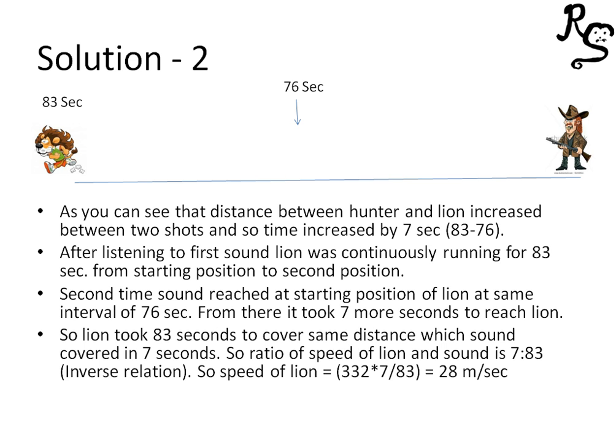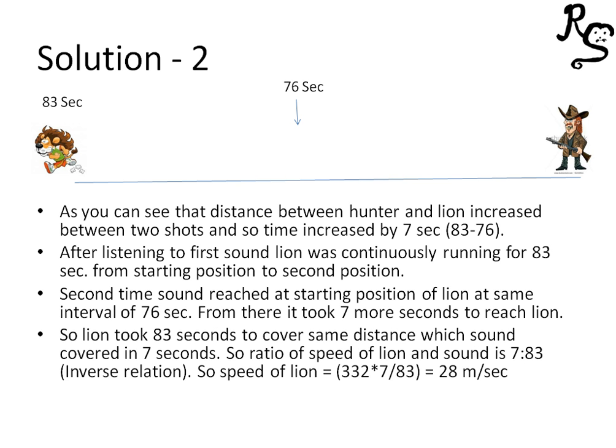So the ratio of time for covering the same distance by the lion and the sound is 83:7. So for the ratio of the speed, see, the distance from the arrow to the end point is the same for the lion to cover and for the sound to cover. So when the distance is constant, the ratio of time will be inverse to the speed of both the elements.